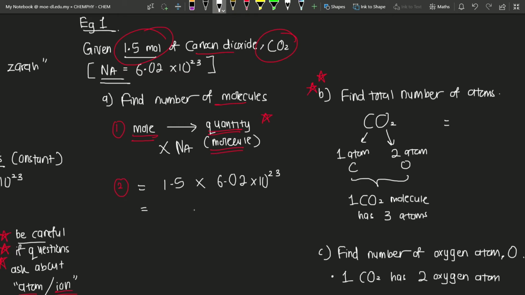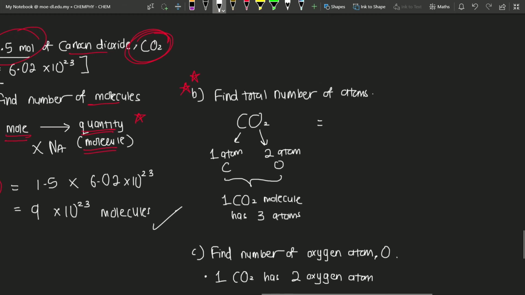So you guys will initially get 9 power 23. Unit for CO2: it is a gas, so it is a molecule. So you guys will write 9 power 23 molecules. Done question A. Question B.